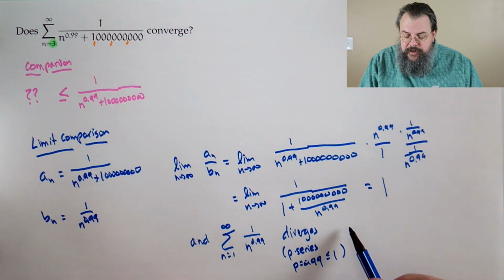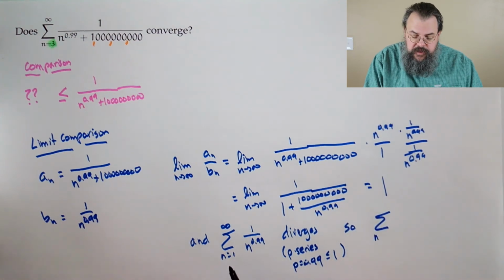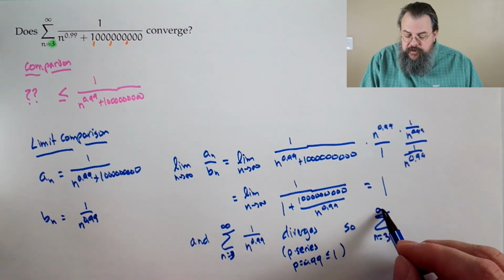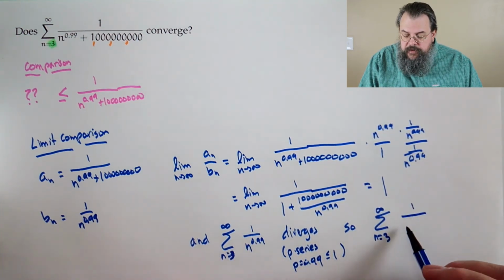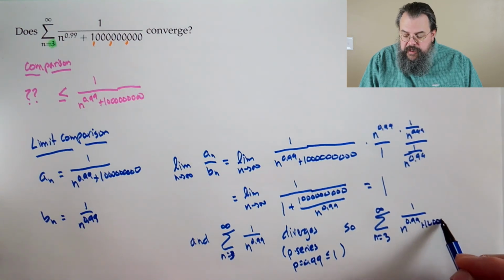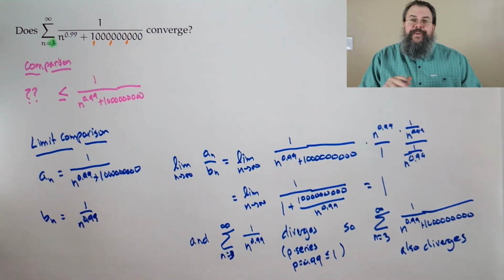All right, so the conclusion is that our original sum, whoops, I just need to start at 3. Our original sum, 3 to infinity, of 1 over n to 0.99 plus a billion also diverges. And we are done. Good.